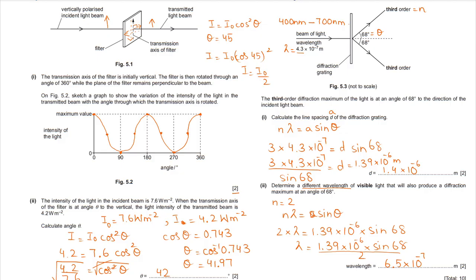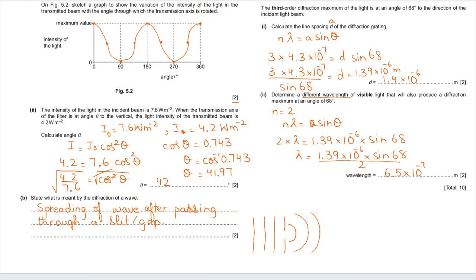Did you understand this? If you want, I can solve it and show the working. Let's say if I consider n as 4, then lambda will be equal to 1.39 times 10 to the power -6 times sin 68 whole divided by 4. So what is the wavelength that we get? 3.2 times 10 raised to power negative 7 meter, which is not in the range of visible light.